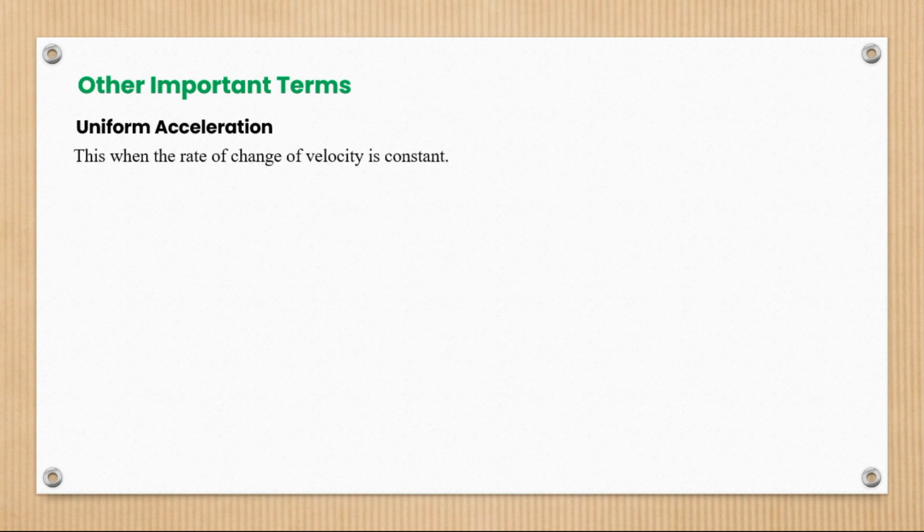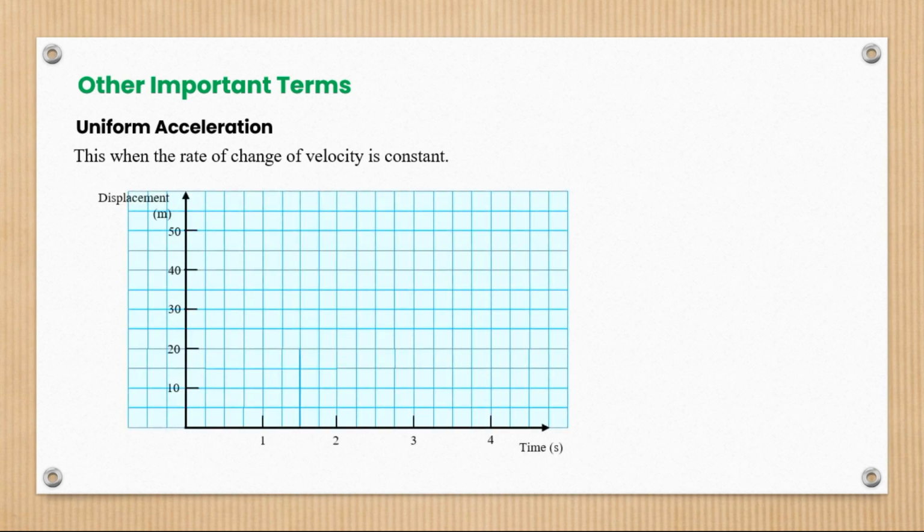Alright, other important terms. One of those terms is uniform acceleration. This is when the rate of change of velocity is constant. If we display this in a displacement time graph, this is how the graph will look. This is how we represent uniform acceleration. I just basically want you to get an idea of how it can be displayed. The graph will look like this once you calculate and get different values. This graph is just for illustration, for you to get a picture of what it will look like. Just look at it and understand it.